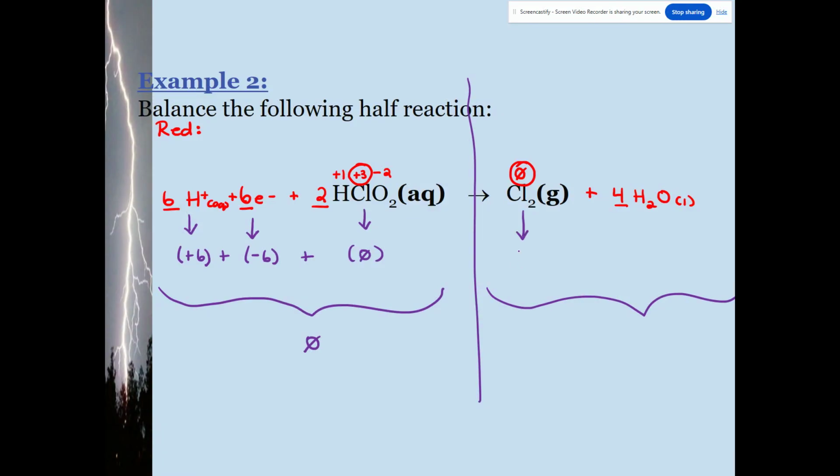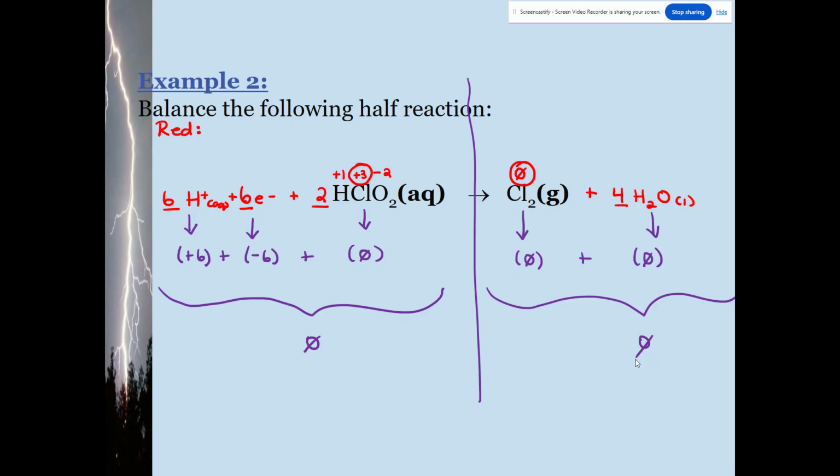Chlorine is an atom, so it's 0. And I have another compound. Compounds are always 0. So those also add up to 0. So once you balance your reaction, if you check that the net charge of reactants equals products, good chance you balanced the reaction correctly. Okay? And that is how we balance half reactions.